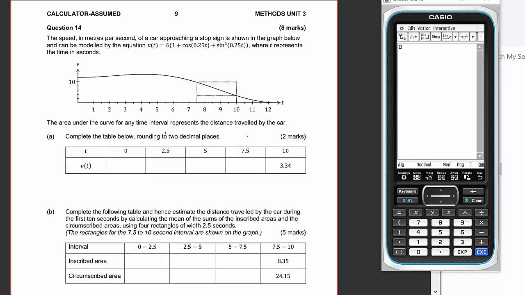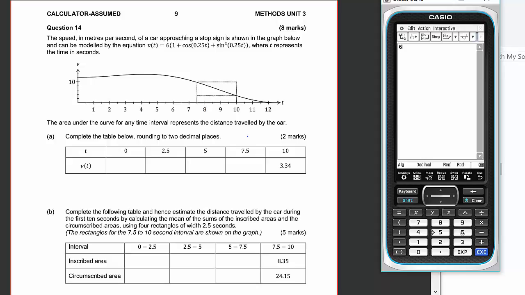In the table below, which we've got to complete, we can see this is 3.34, and you should always check that you get 3.34 when you use 10 for t. So, since we're going to be doing this a lot of times, let's type it in. I'm going to start off using the 10. Now, I'm in degrees at the moment, so I need to make sure I change to radians.